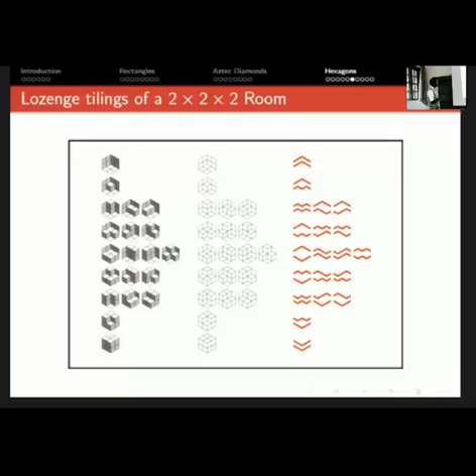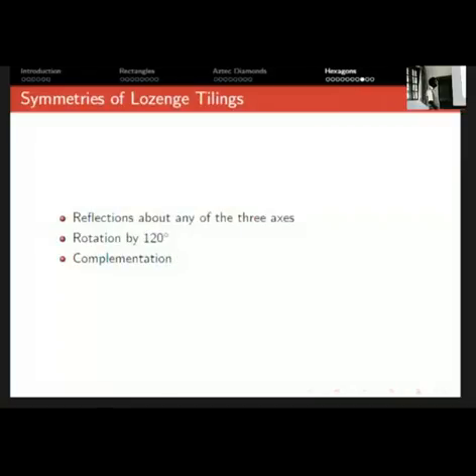And there are rotation symmetric ones also. So this is rotation symmetric. Actually, this is rotation symmetric. If you rotate it by 120 degrees, you get the same tiling. So is this. Okay. There's one more symmetry which is called complementation.